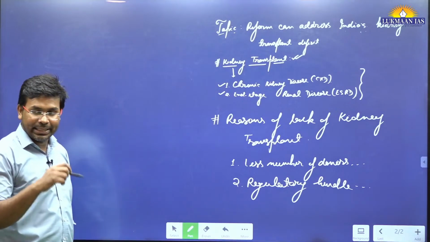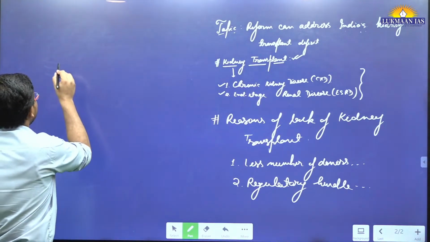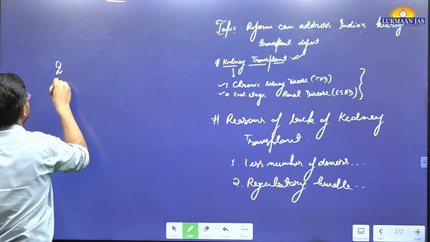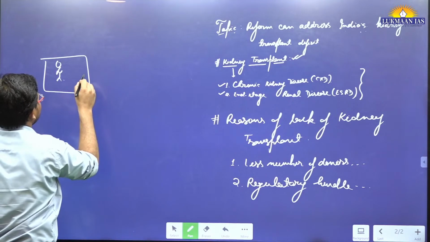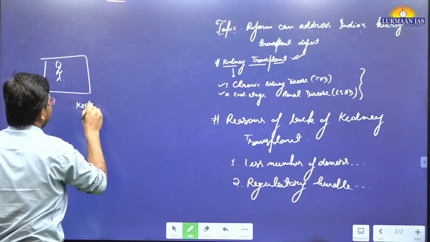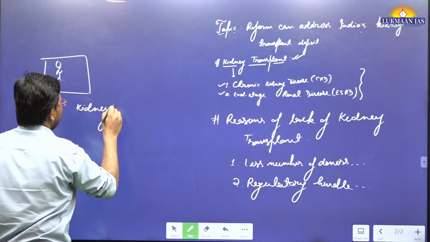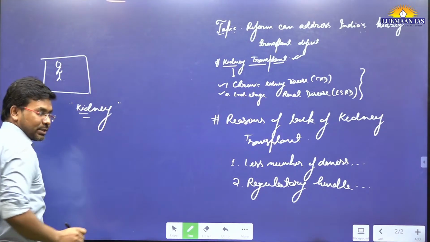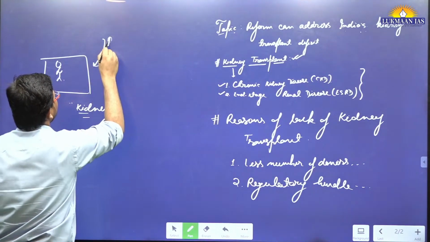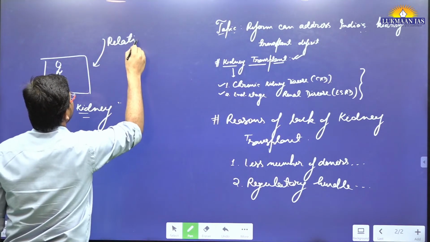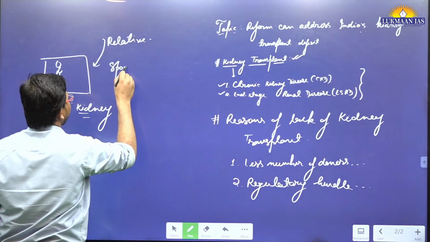So in this article they have talked about a few methods of organ donation. For example, let's say there is a patient who needs an organ, let's say a kidney. So who can donate a kidney to this person? Any relative can donate, and a relative can be a spouse.